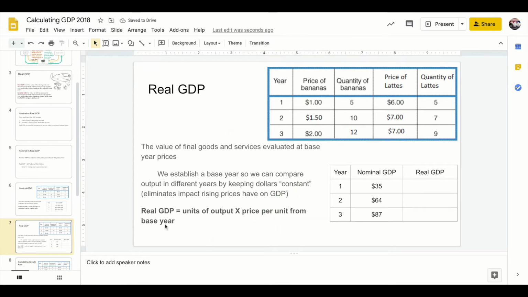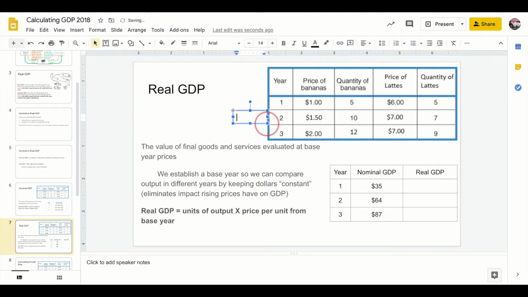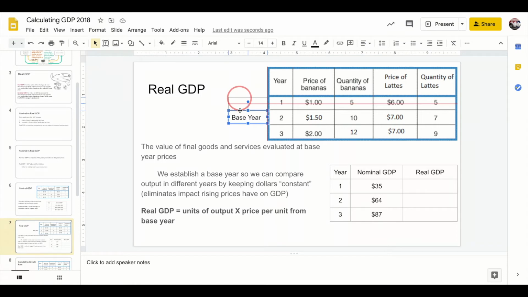So the way you do real GDP, you take the units of output times the price per unit from the base year. I am going to create a base year right now because I realized that I never did that. This is going to be the base year. Year 2 is going to be our base year. Oh wait, no, I don't want to do year 2. We're going to do year 1 because a dollar is easier than $1.50 math.